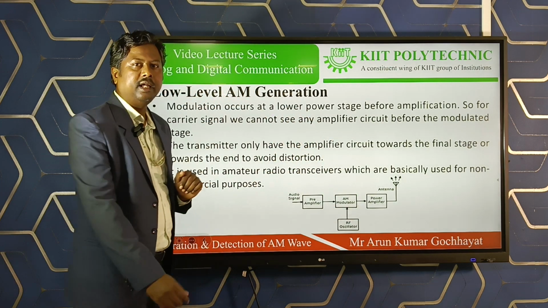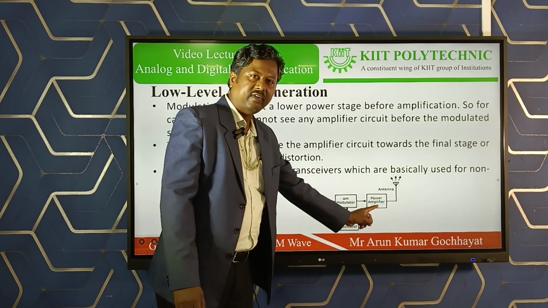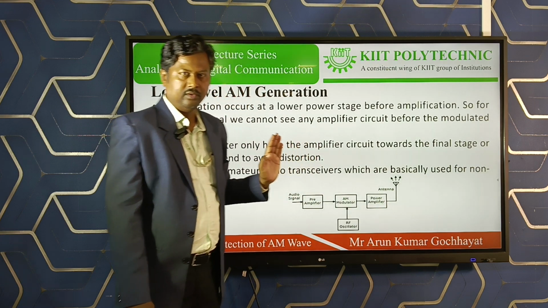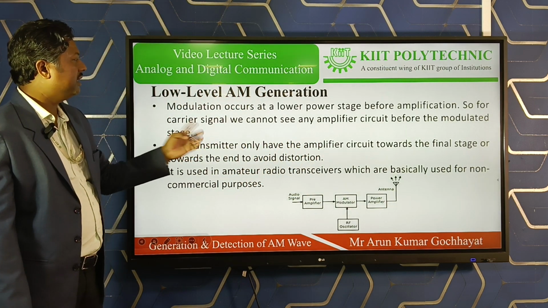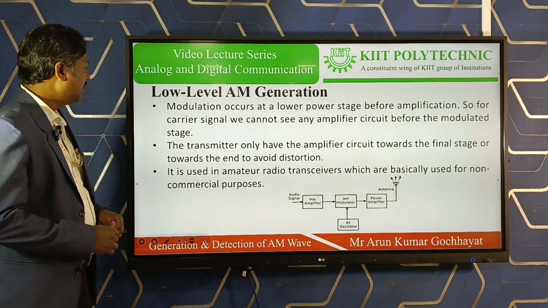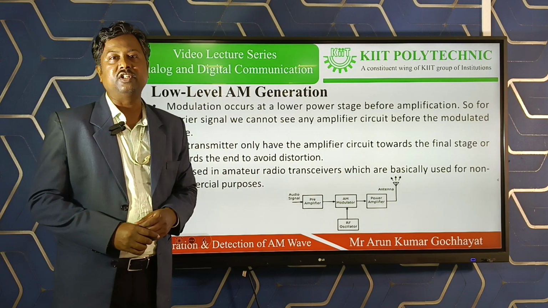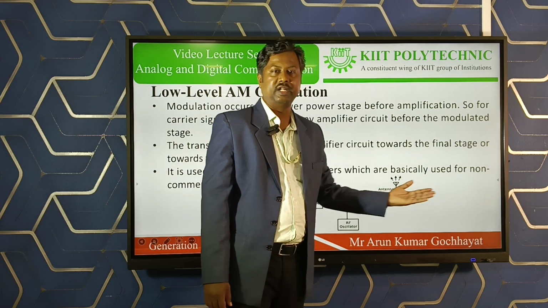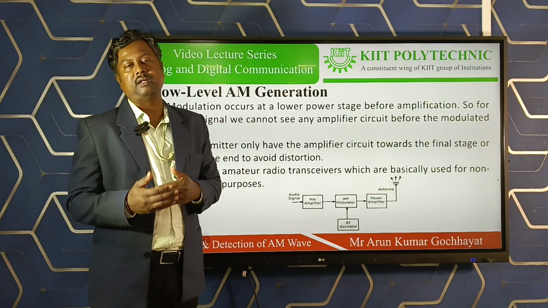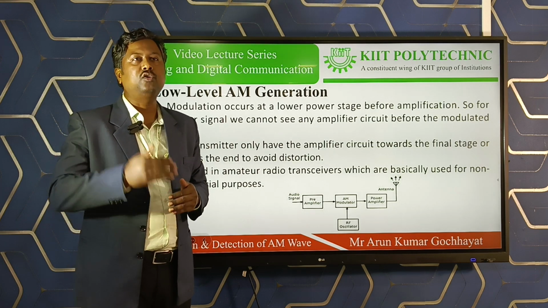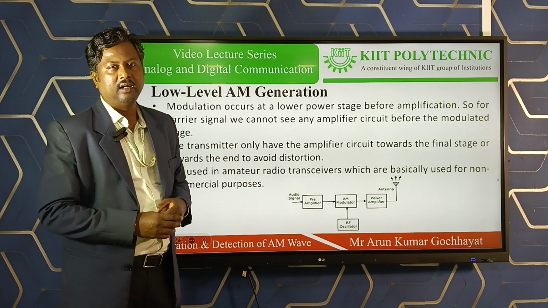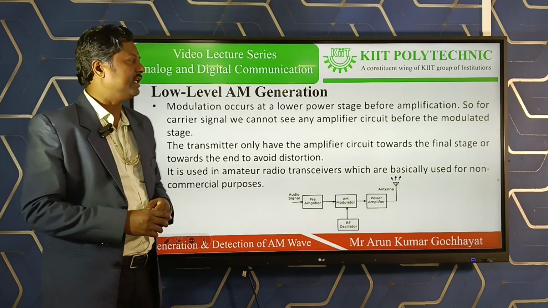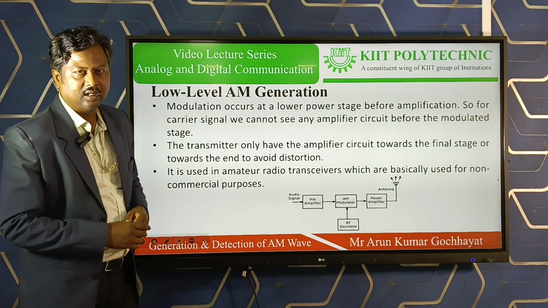So at low level AM generation, we will only have an amplifier for the carrier signal exactly at the extreme end. Okay, so that is written over here. The transmitter only has the amplifier circuit towards the final stage, towards the end, to avoid the distortion. That means when the signal is transmitted or propagated through the channel, to avoid the attenuation of the carrier signal, it needs to be converted to a high level signal. Okay, so this kind of low level generator circuits are basically used in non-commercial communication.